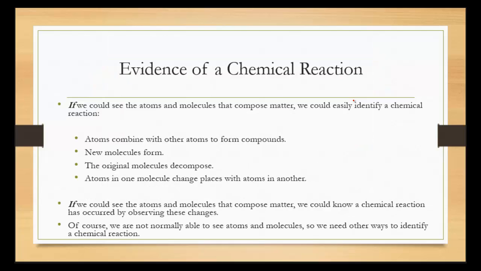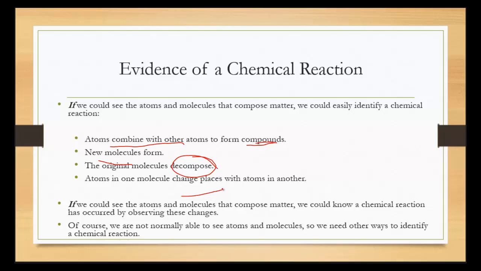So if we could actually see what's going on in the molecules that compose the matter, we could see how the chemicals are changing from one to the other. Atoms are combining with other atoms to form compounds, or they're forming new molecules in the process. They decompose, or they change places. Those are just some examples of different ways things can react. The bottom line is what's there at the beginning is going to rearrange itself to be something new at the end. All the atoms are staying there, but the fact that they're rearranging is what's making it a chemical reaction.